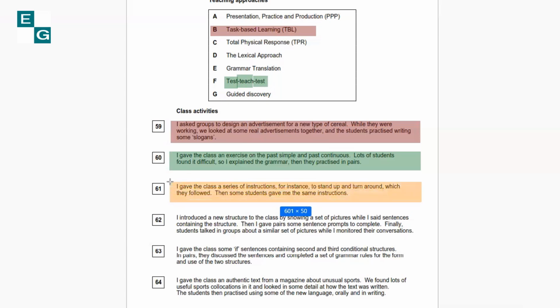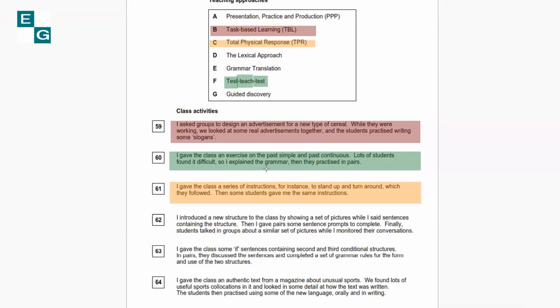And then it also says, I gave the class a series of instructions, for instance, to stand up and turn around, which they followed. Then some students gave me the same instructions. And this is the total physical response method. This is what you do in class. This is how you teach English. This works very well with kids.